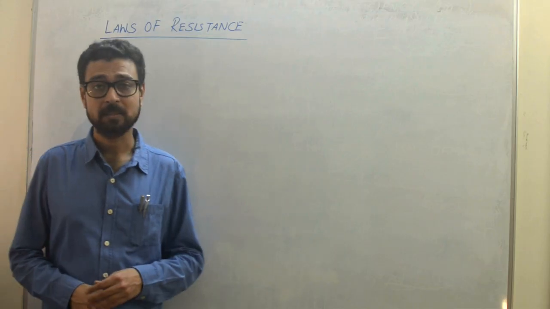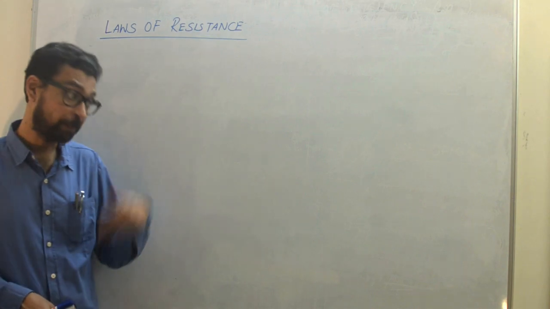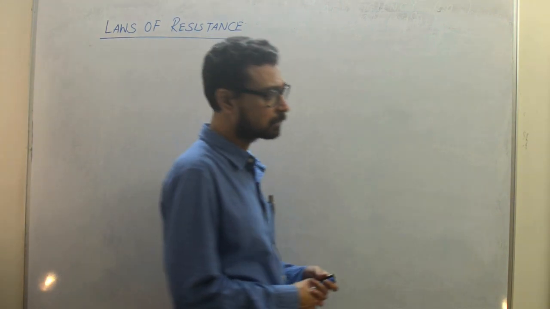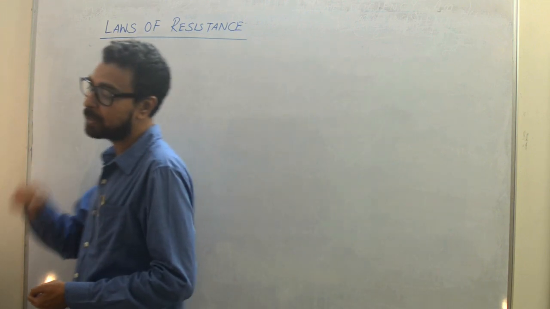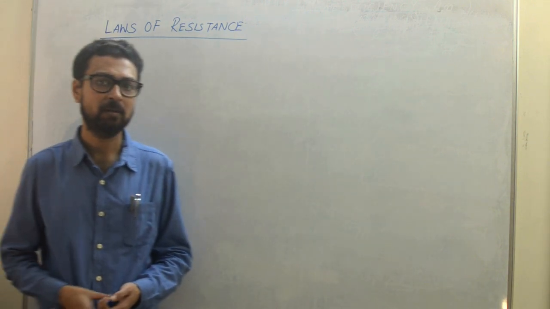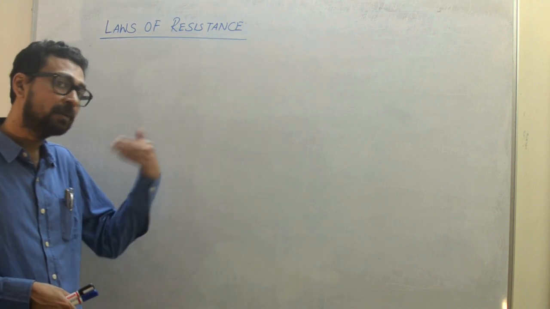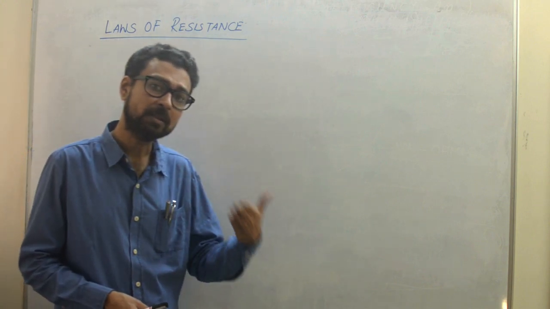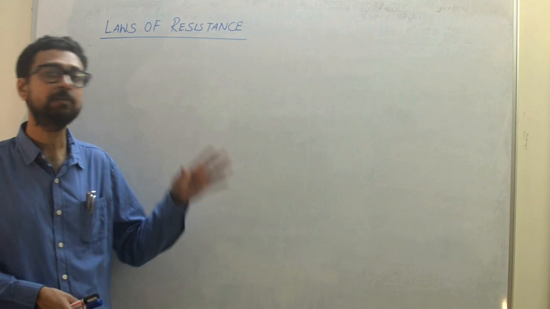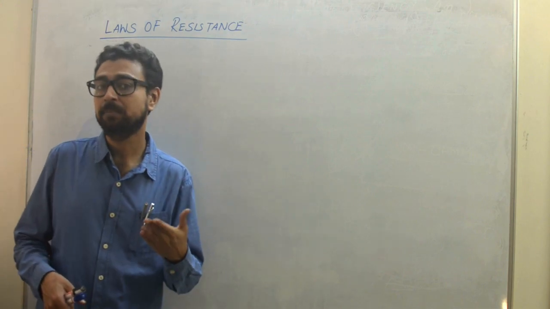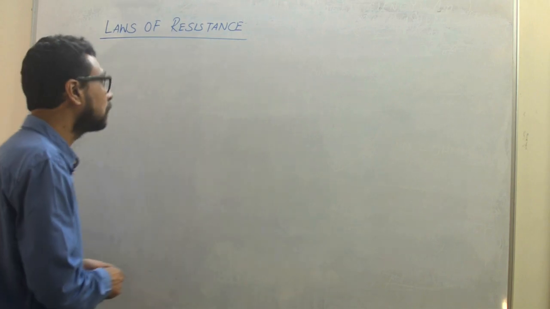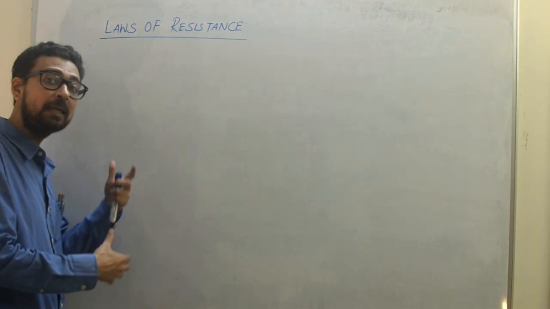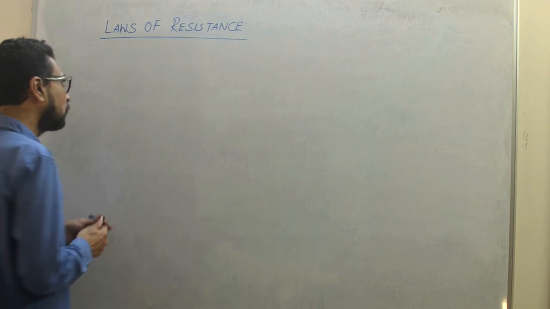So the laws of resistance actually tell us how resistance depends on a lot of other factors involving a conductor. As I told you, in Ohm's law, the phrase was there: temperature and other physical properties remaining constant. So other physical properties remaining constant refers to a lot of things. Temperature we know already, but the other physical properties remaining constant is very important. We have already got this idea, but let us elaborate.